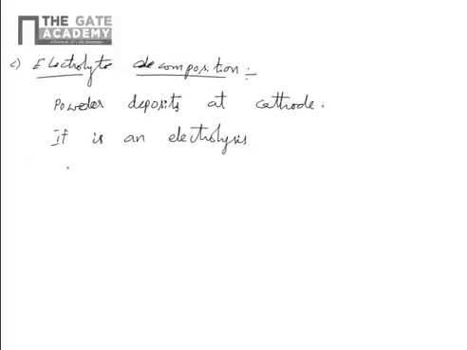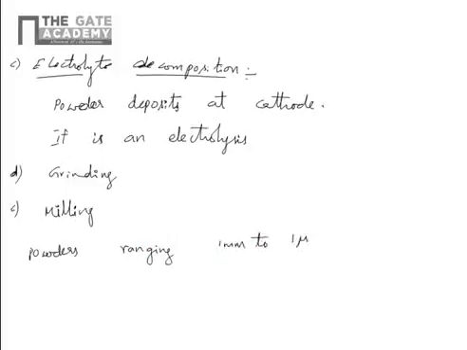Next, other methods are normal methods for soft materials, like grinding, which is one method to prepare metal powder, and milling is another method. These are the metals we use. So after getting metal powders, powders ranging from 1 mm to 1 micron are accepted.